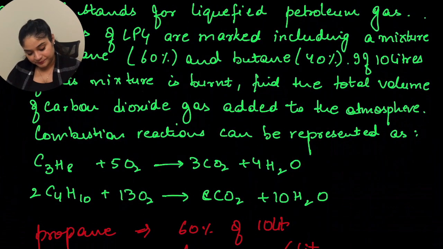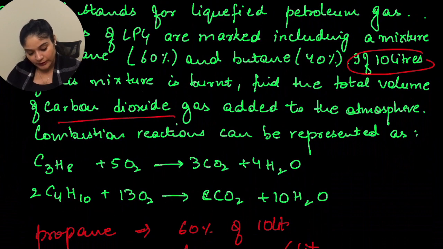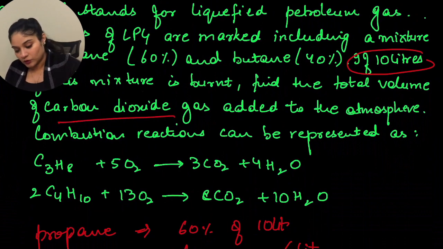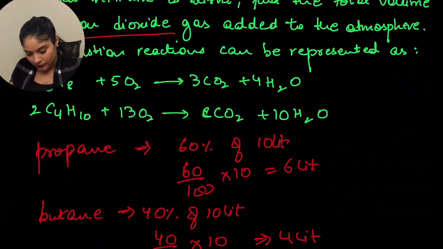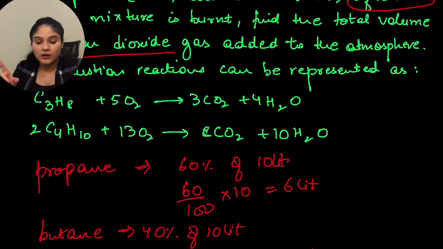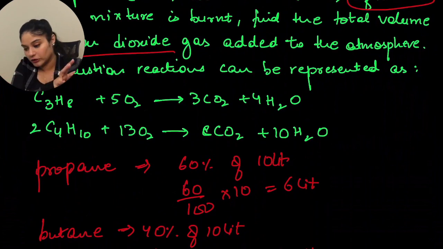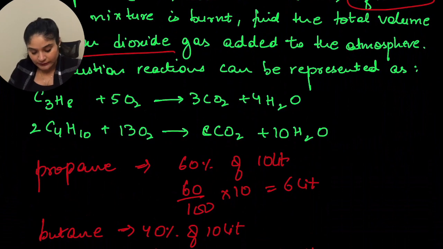Now let's see. We are looking for what? We have 10 liters of this mixture combined. Find the total volume of carbon dioxide gas. So you're looking for the carbon dioxide gas total. So what you'll do is utilize both of them separately. That means work on the first equation, find the amount of carbon dioxide, work on the second equation, find the carbon dioxide and add them. So let me just do that.